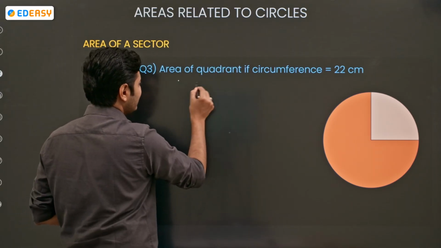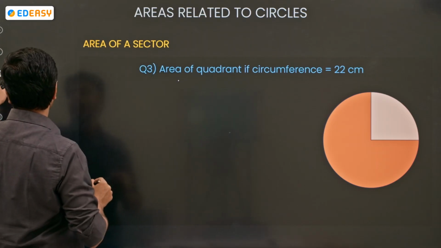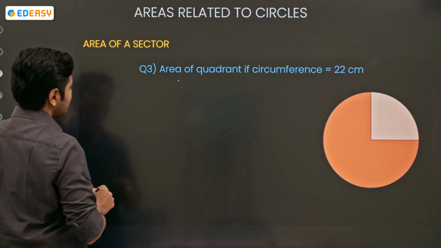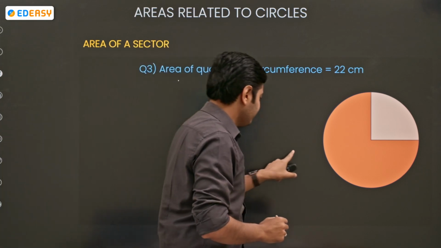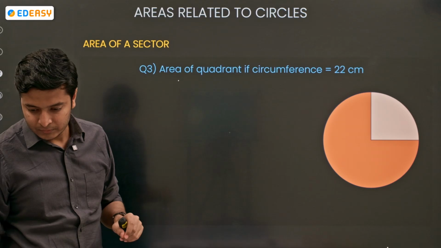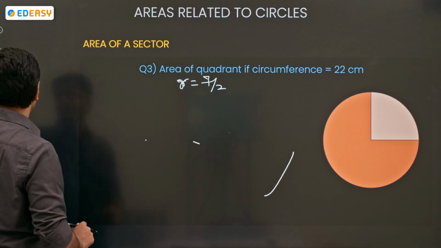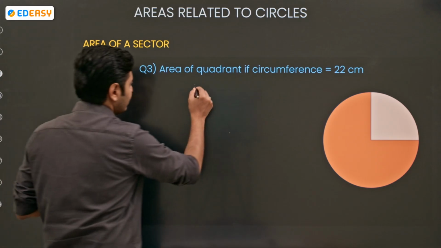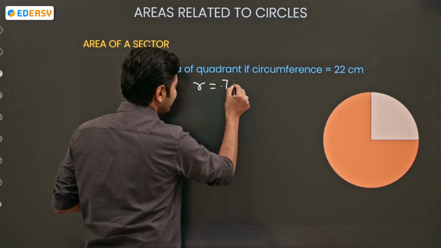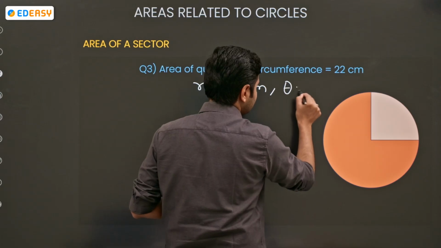Now we know that R value is 7 by 2. 1 second guys. Now it came back. Okay. So let me erase everything again. R is 7 by 2 centimeter. And we know the value of theta. Theta is 90 degree.